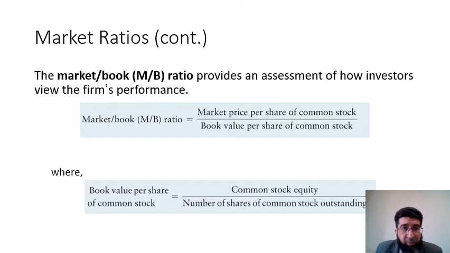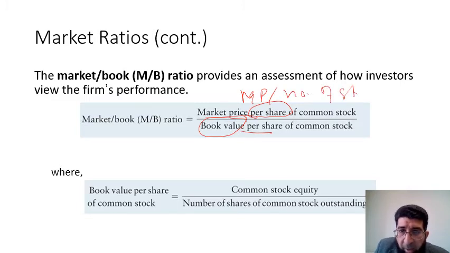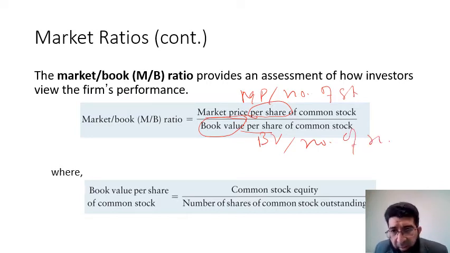So the first one is the market to book ratio. It is calculated by the market price per share, so the market price of the stock divided by the number of common stocks, and the book value per share of common stocks. So it's basically market price divided by number of shares, and book value divided by number of shares. If market price is quoted as per share, it's already done, you don't need to divide it again. But if it's not given as per share, then you can compute it by dividing by total number of shares.